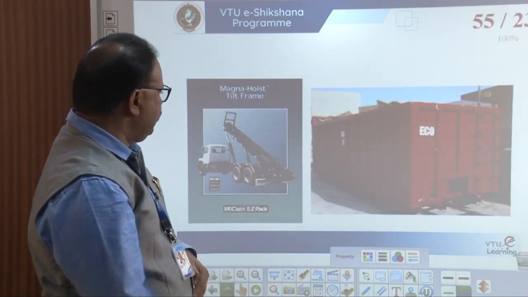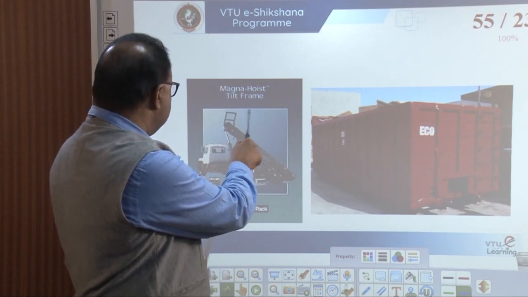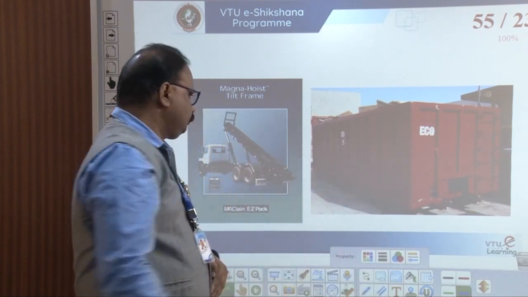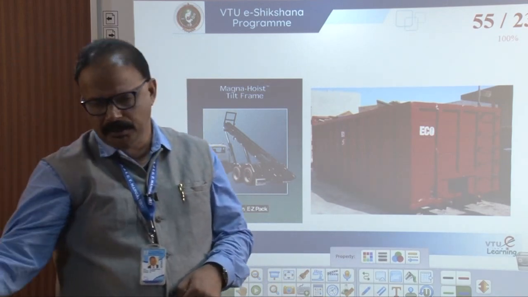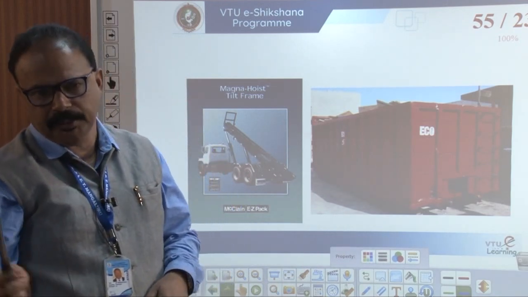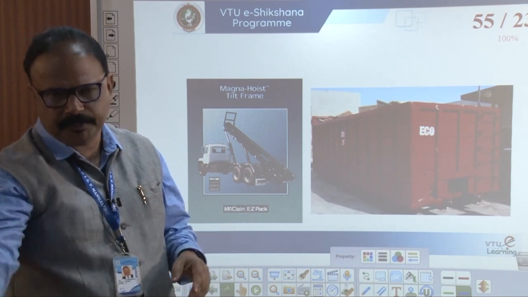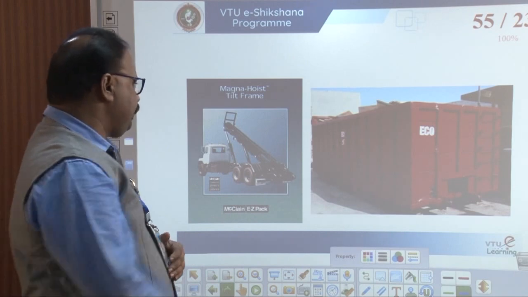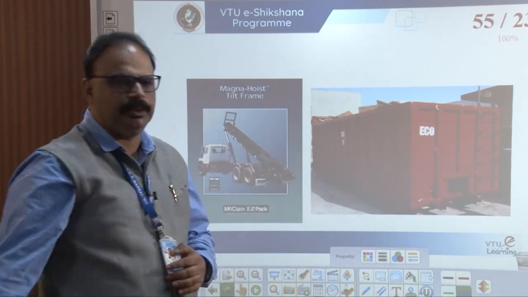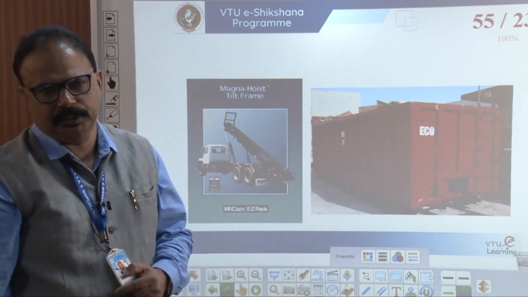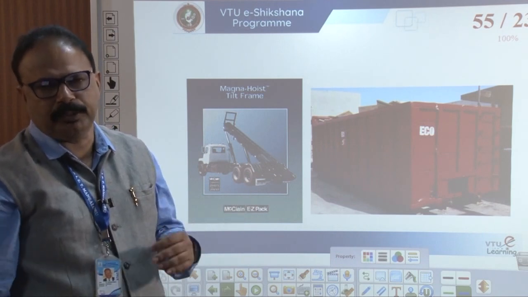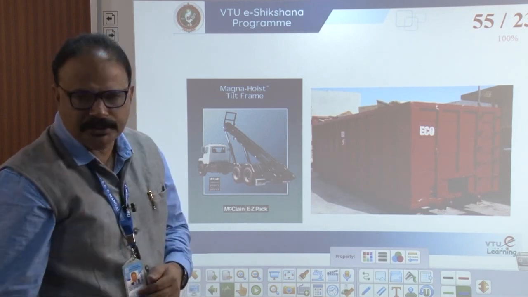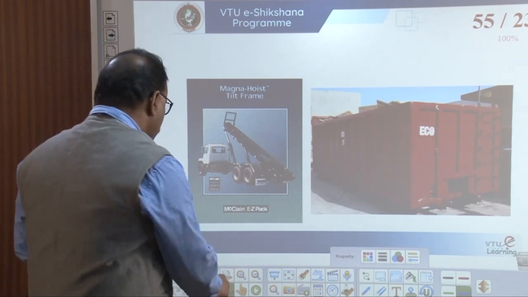These are the trailers, the tilt frame, hoist tilt frame. It will take the full container and empty it in the dump yard or anywhere in the transfer station, and it will come back. This may be used in India also, in industries. This type, the hoist tilt frame, is used in commercial collection. Then we go for the next one.